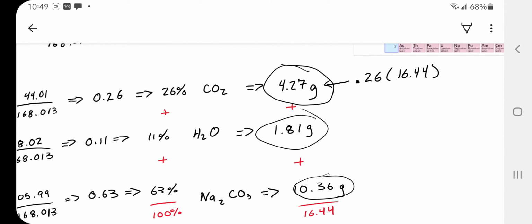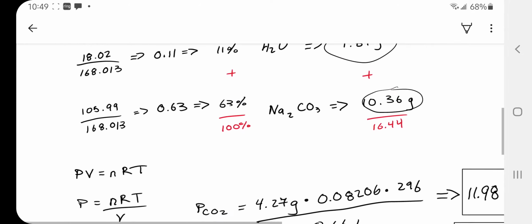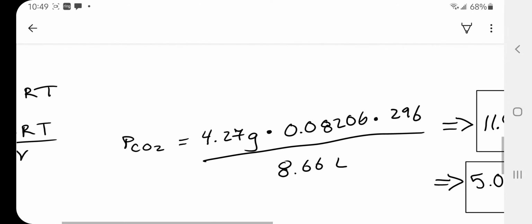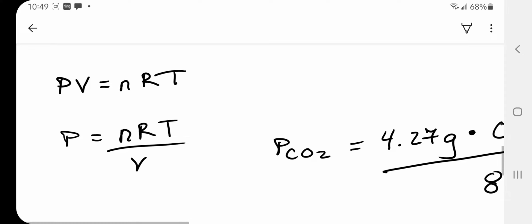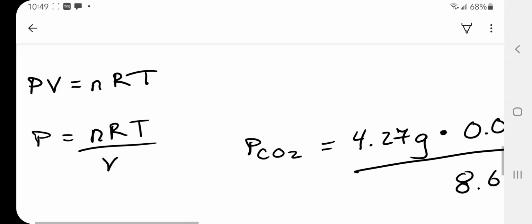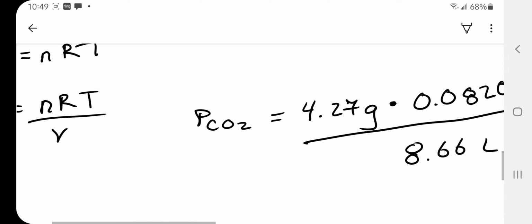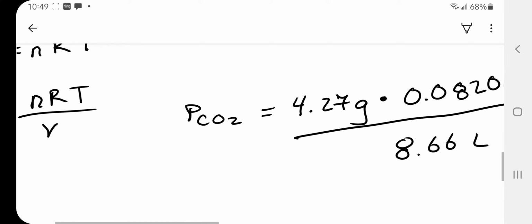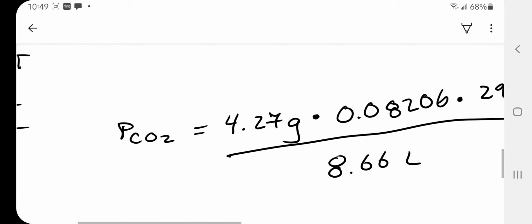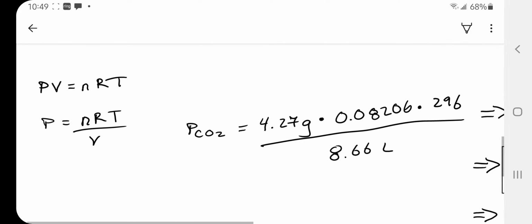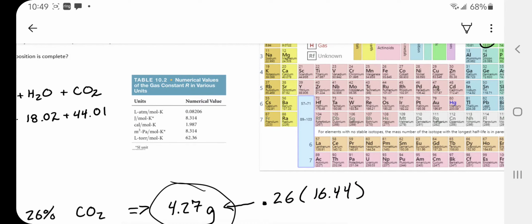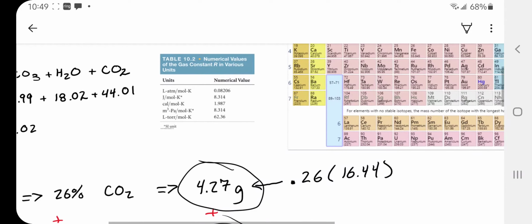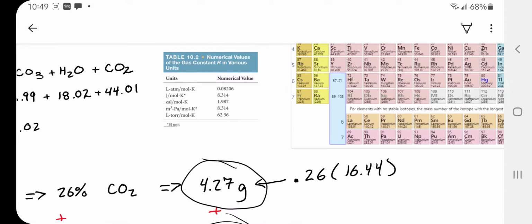So by doing this, we can then go on to solve for partial pressure. The ideal gas law is PV equals nRT. And in our case, we're looking for pressure, so we'll use P equals nRT divided by V. So using carbon dioxide as an example, the partial pressure of carbon dioxide equals 4.27 grams, which is n, times the numerical value of the gas constant R. In our case, we're going to be using atmospheres.